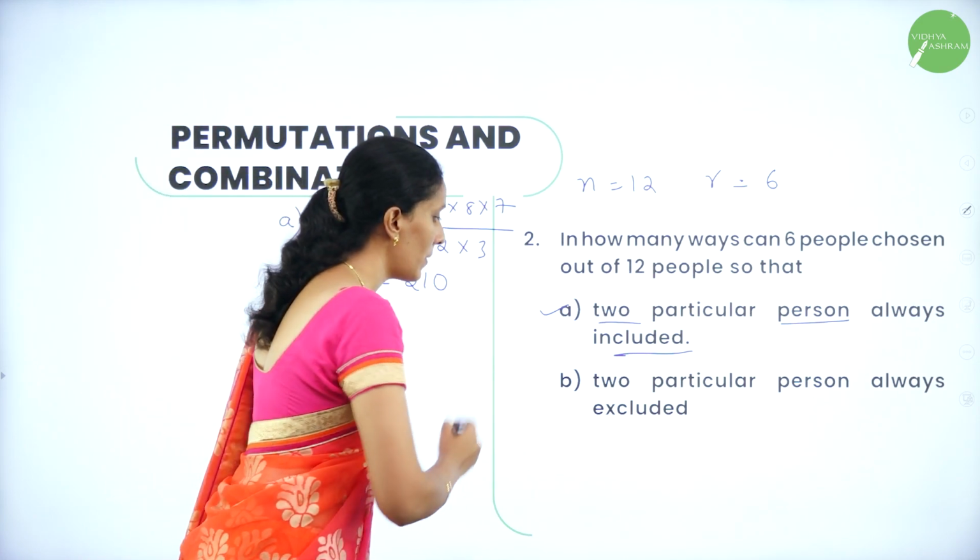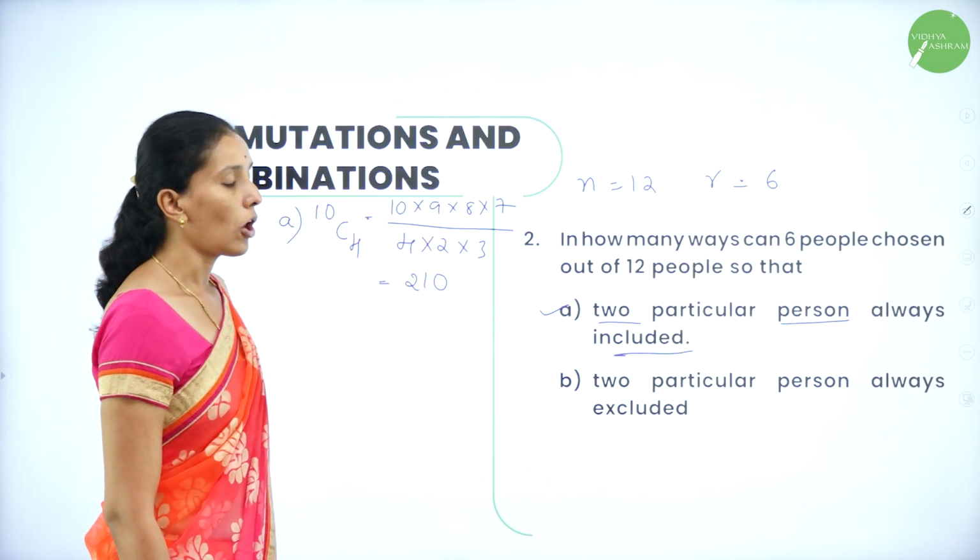Okay, so looking at question B, 2 particular persons are always excluded.